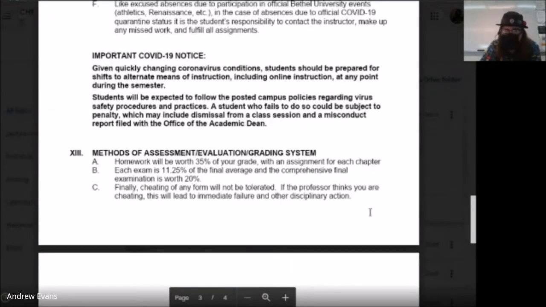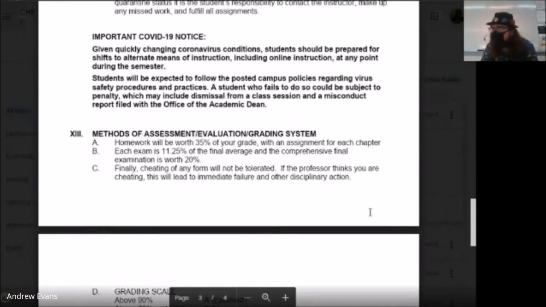The homework. Homework's the big chunk. If you haven't had me before, pretty much if you do most of the homework and do reasonably well on the tests, you should do reasonably well in the course. Homework is worth 35% of your grade. Each exam is worth 11 and a quarter percent. Put 4 exams in there, 11 and a quarter percent each, and then the final worth 20%.